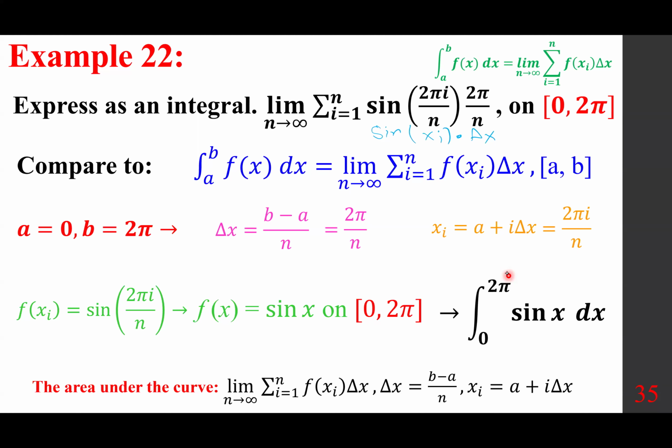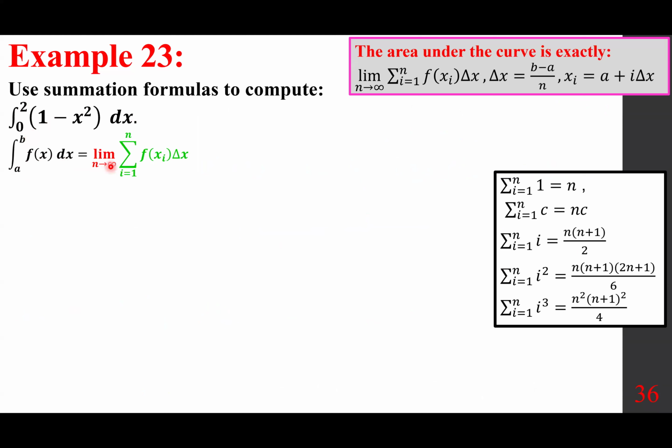Use summation formulas to compute the integral from 0 to 2 of 1 minus x squared dx. And we know the integral from a to b of f of x dx is the limit of this sum. Class, generally speaking, this is pretty long and tedious. I shouldn't say difficult. Ultimately, we have an easier method, and we will get to that. But for now, just by definition, this is defined to be this limit.